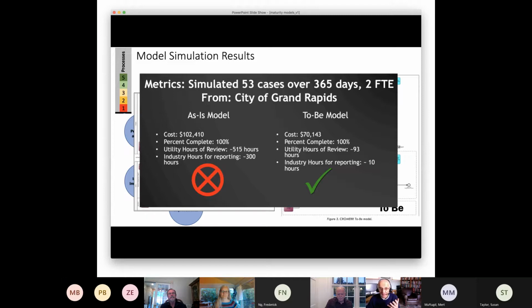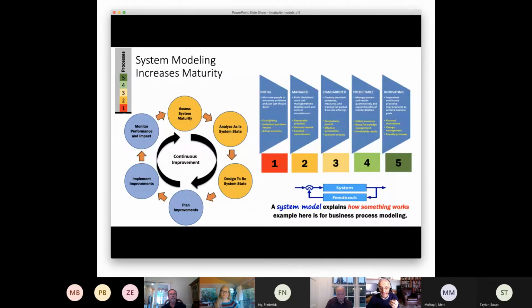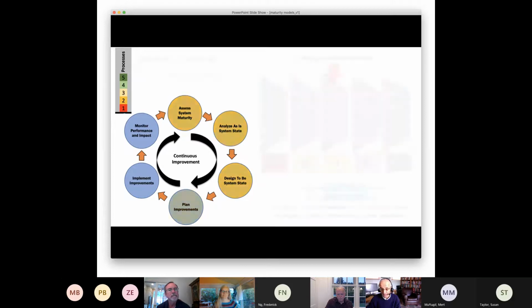So that's the idea of how a maturity model and a system model help us improve. System modeling in itself: when we look at these three bubbles, understanding the behavior of the system, whether it has to do with people or with processes or with technology, really helps us understand how to make improvements. So when we document it, we immediately raise the maturity.